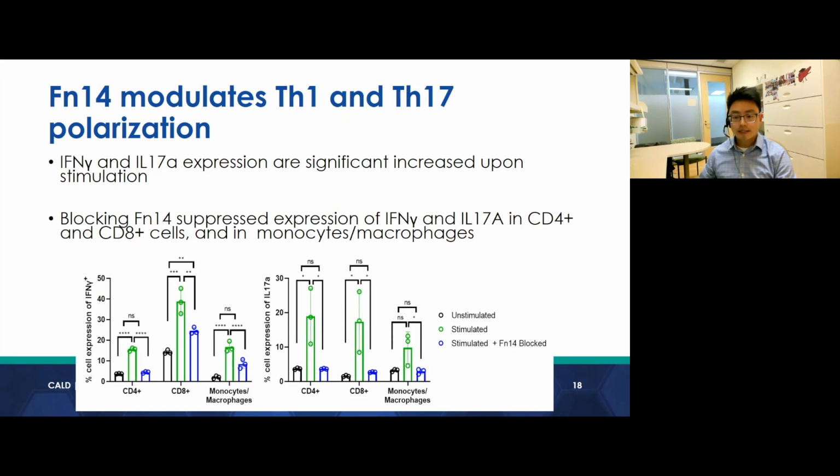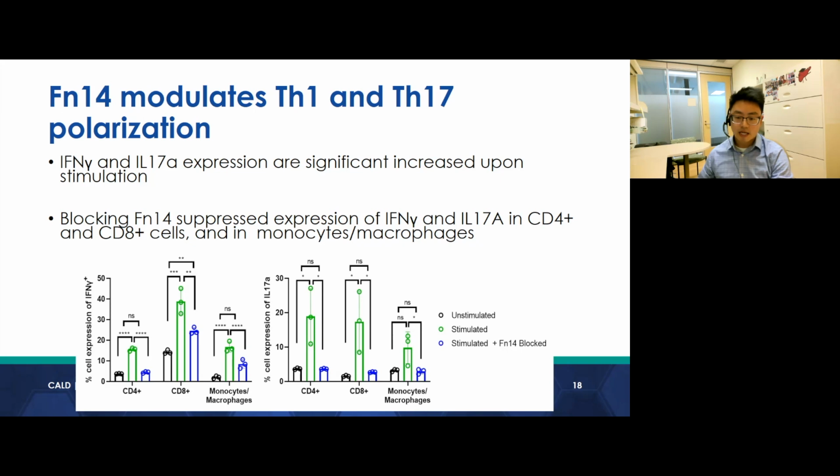Lastly, we wanted to see the effect of blocking FN14 on the expression of key inflammatory cytokines. To do this, we measured the expression of interferon gamma and IL-17A after stimulation alone and after stimulation in the presence of a monoclonal antibody that specifically binds to FN14, effectively blocking it. As shown in the green bars, interferon gamma and IL-17A expression was significantly increased from baseline upon stimulation in all cell populations. Remarkably, this expression was significantly suppressed when the cells were stimulated in the presence of FN14 antibodies, as shown in the blue bars.